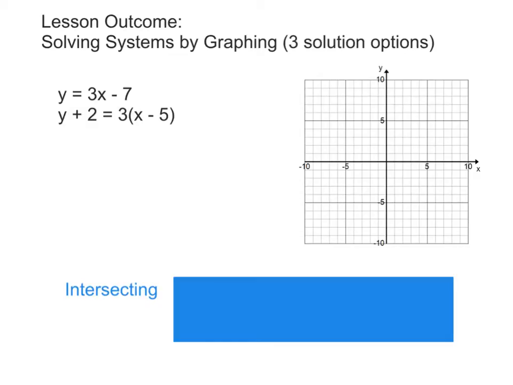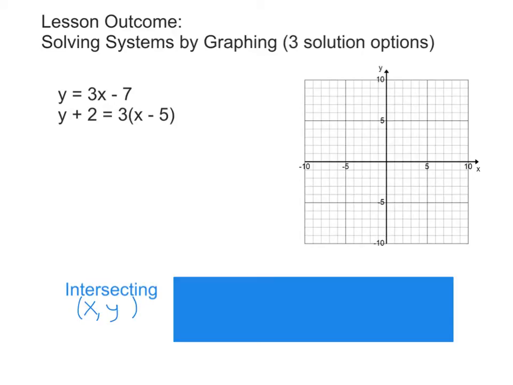The lesson outcome for this video is solving systems by graphing, and this video will talk about how there are actually 3 solution options. Let's think for a second about the previous lessons we've done on graphing systems. We've found out that the lines intersect, or intersecting lines, and then we know that our solution is the point x, y, where they intersect. So that point where they are both true. Well, sometimes that doesn't happen.